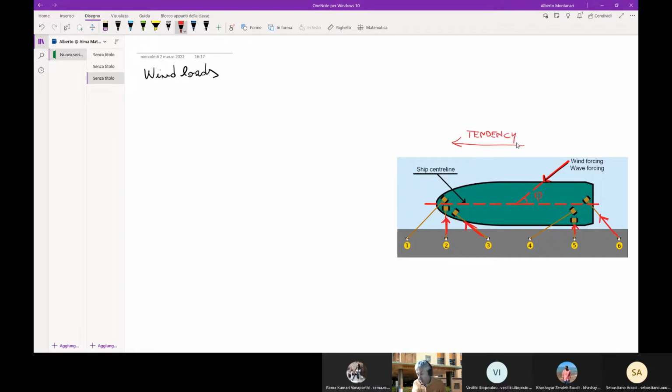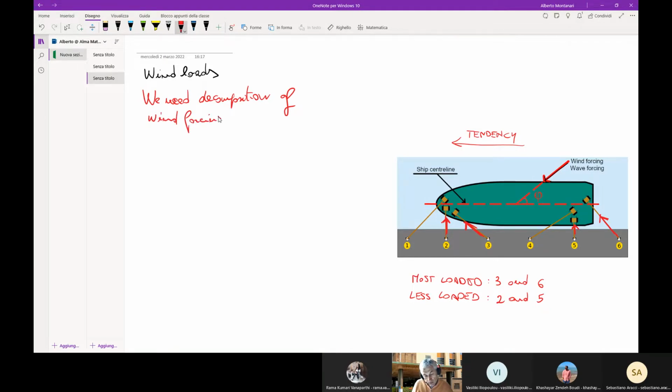I would say that the other mooring lines are not taking a significant load. And I also would say that the most loaded in this sketch, this is just my intuition, are 3 and 6. And then less loaded, 2 and 5. This is just my guess, let's say. But of course we need a rigorous computation here. We need decomposition of wind forcing along the mooring lines. Good.